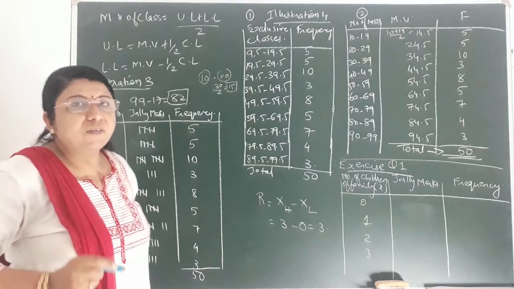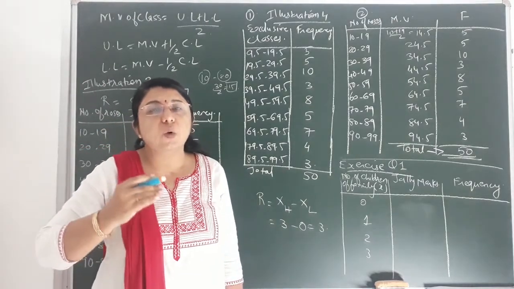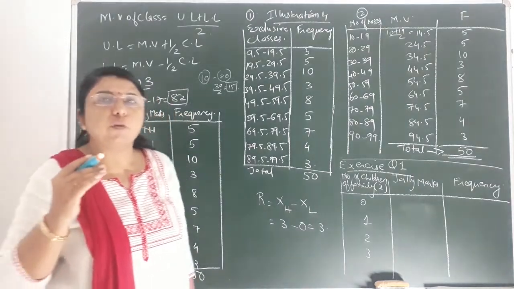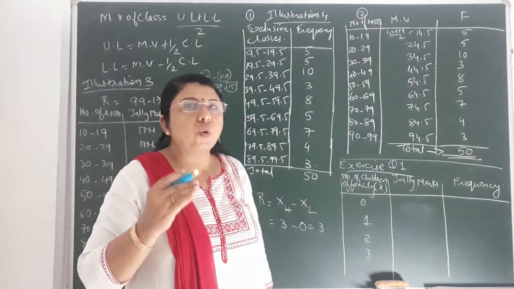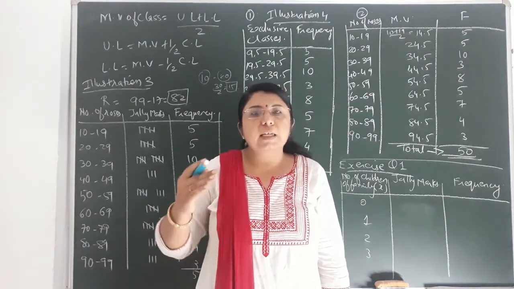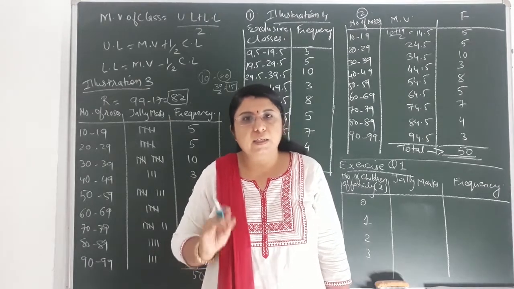Once you get the mid value of the first class, if all the classes have equal class length, then you just have to add the class length to each and every mid value, and you will get the subsequent mid values. This you will understand by a practical sum.